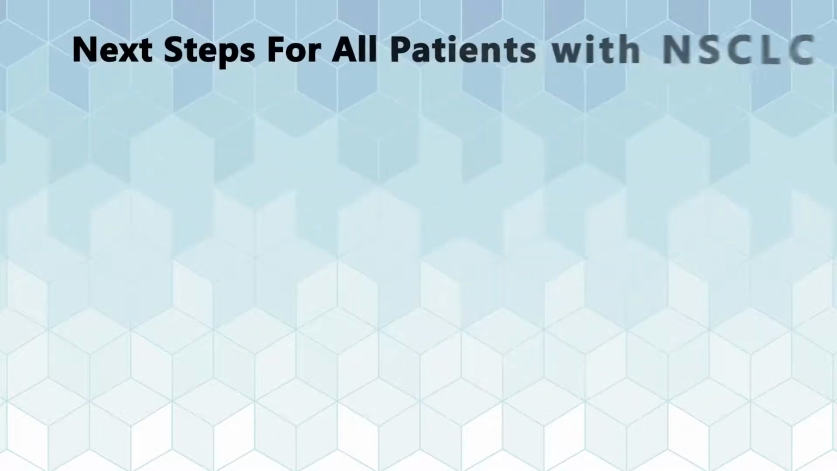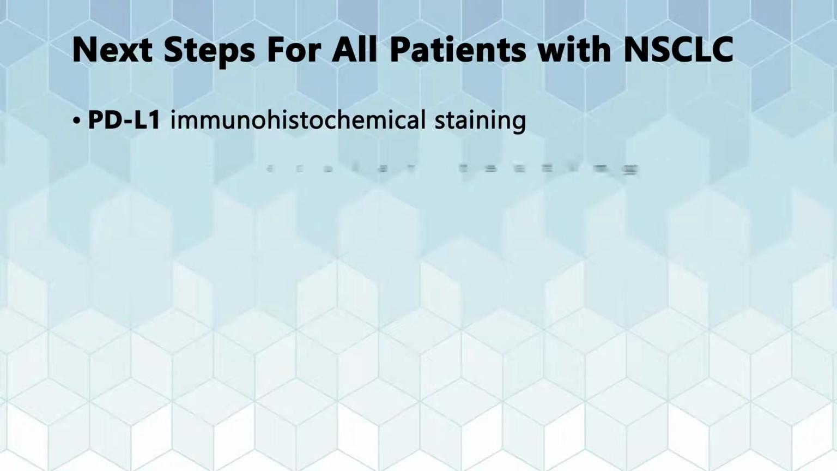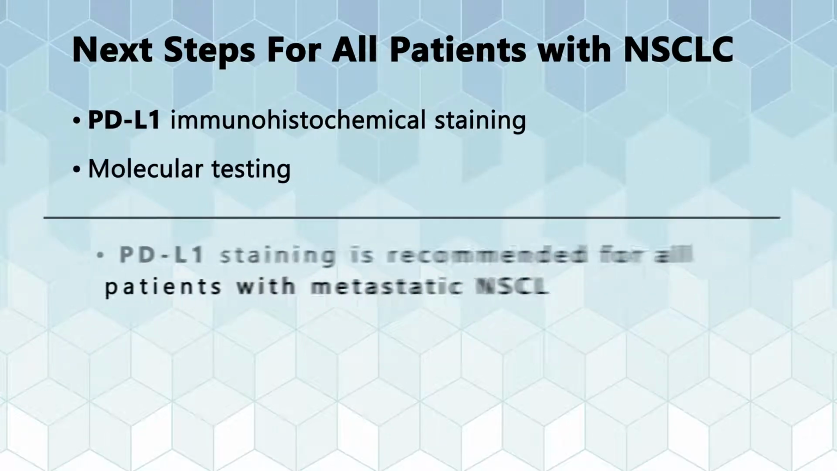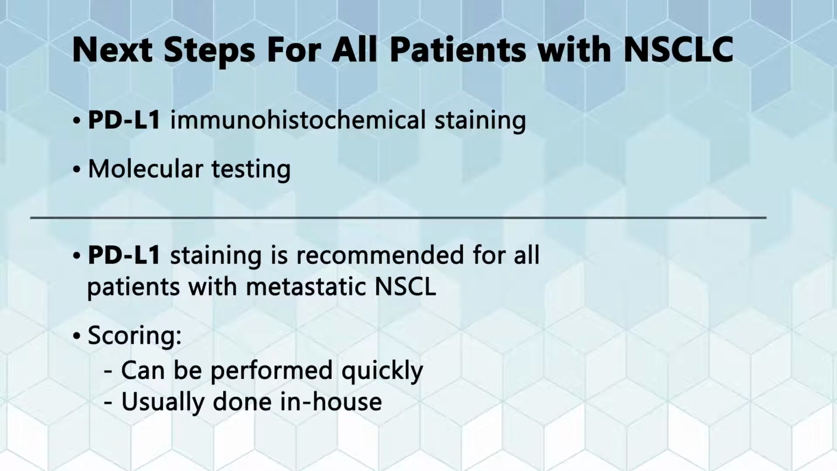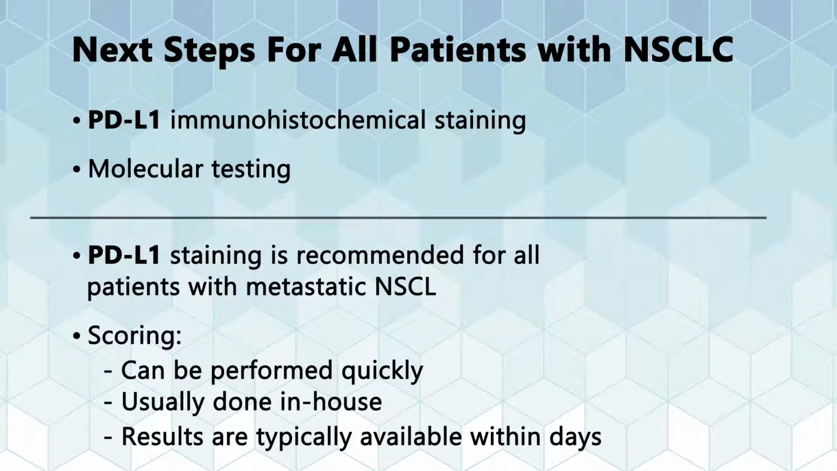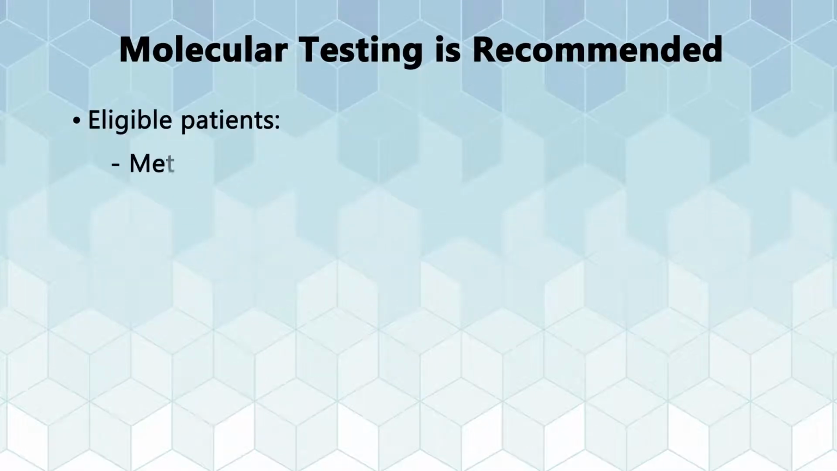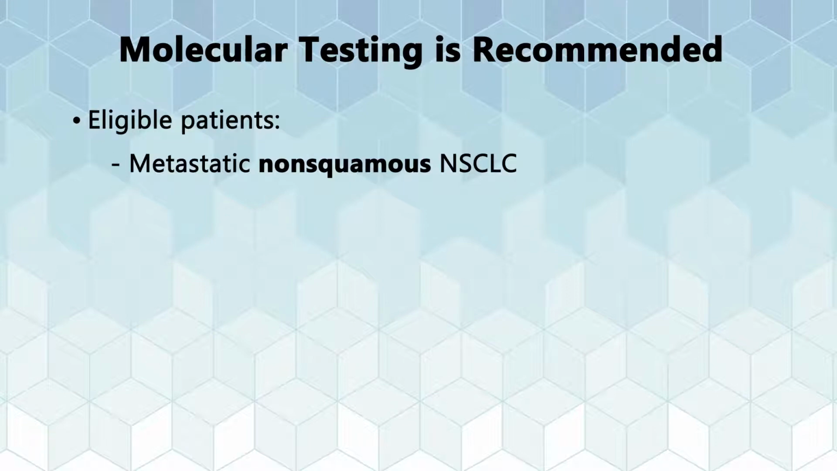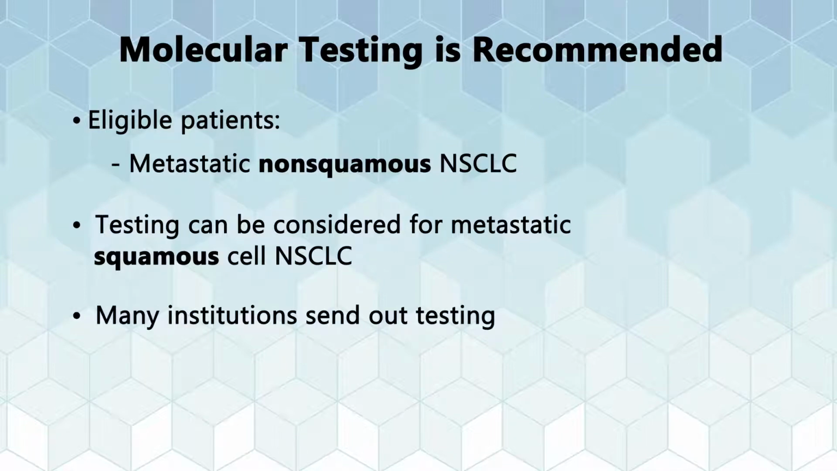For all patients with NSCLC, next steps are PD-L1 immunohistochemical staining and, ideally, molecular testing. PD-L1 staining is recommended for all patients with metastatic NSCLC. Scoring can be performed quickly and is usually done in-house. Results are typically available within days. Molecular testing is recommended for eligible patients, for example, those with metastatic non-squamous NSCLC. But testing can be considered for metastatic squamous cell NSCLC. Many institutions send out testing, and results take time.